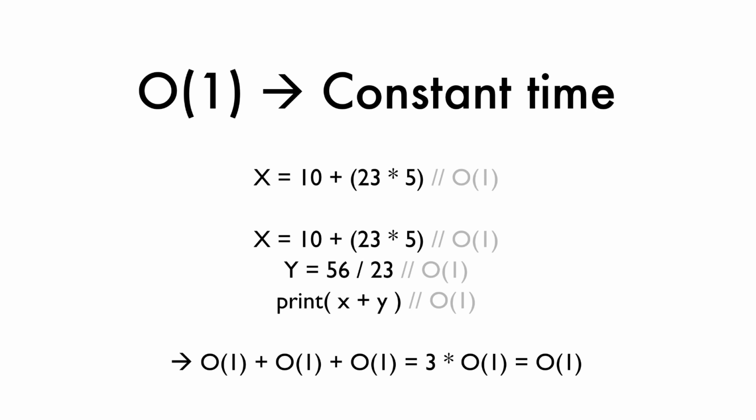O of 1, constant time. As you can see in these equations, x is equal to 10 plus 23 times 5, print x plus y, it doesn't matter how many additions or multiplications or subtraction signs you add, at the end of the day, the Big O of these expressions is going to be constant. It's instantaneous, and that's why we say O of 1. One big thing that you should note, guys, it doesn't matter how many O of 1s you have, if you multiply Big O by a constant, it will be O of 1.